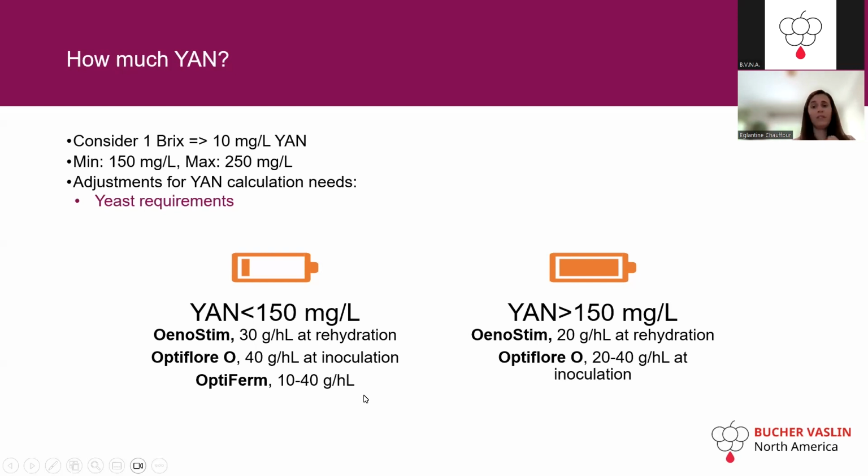If you're above 150, you just need to use 20 grams per hectoliter of Stimula at rehydration, unless you are in very high Brix, low or high temperature, or low turbidity. And then you use Optiflore O, 20 to 40 grams per hectoliter at inoculation. And this should be enough to really reach your needs and help the yeast ferment properly. Okay, that's really the big picture. Again, I'm very happy to help each one of you calculate the needs you have for the yeast in your specific cases with your Brix and your initial YAN.